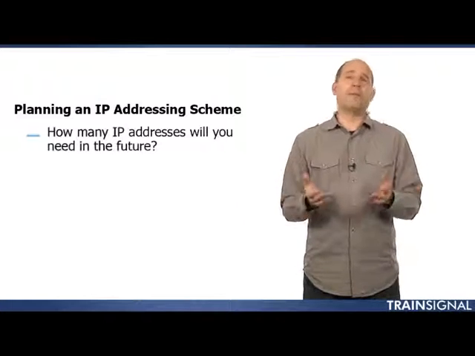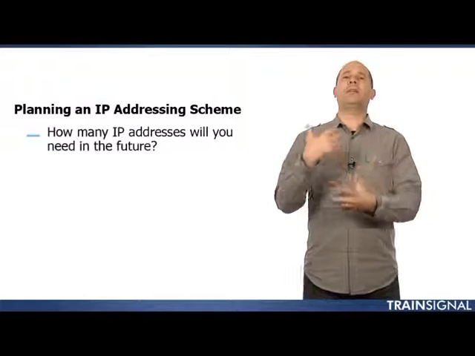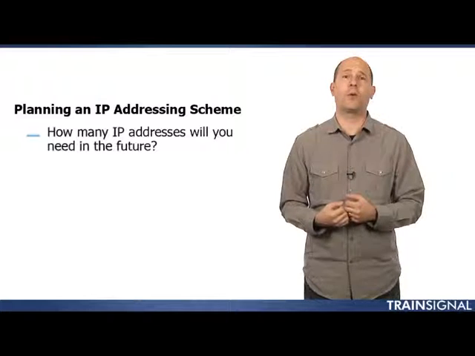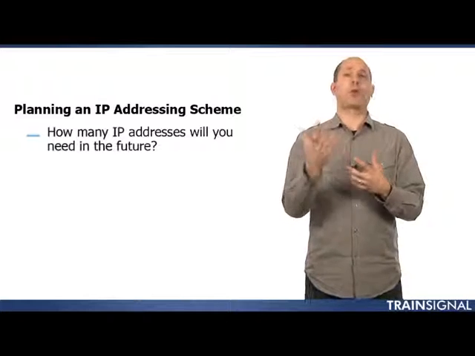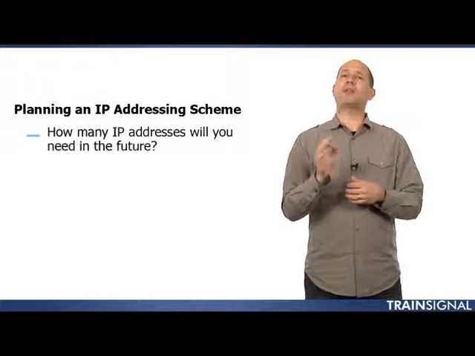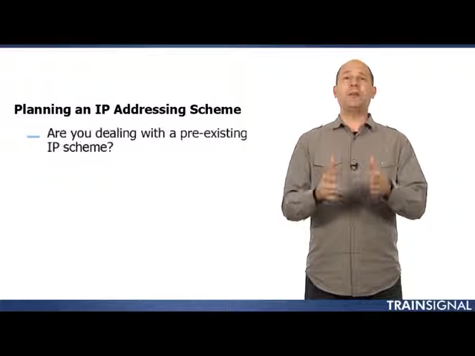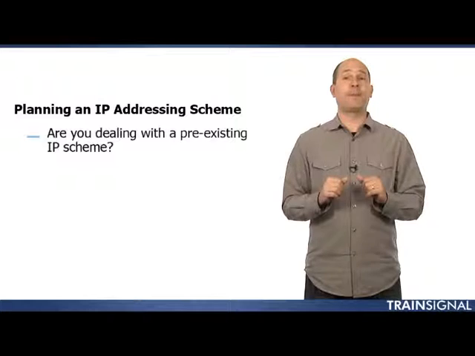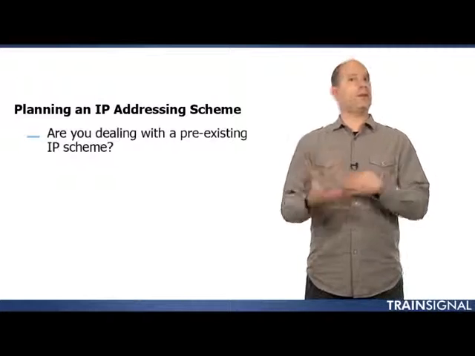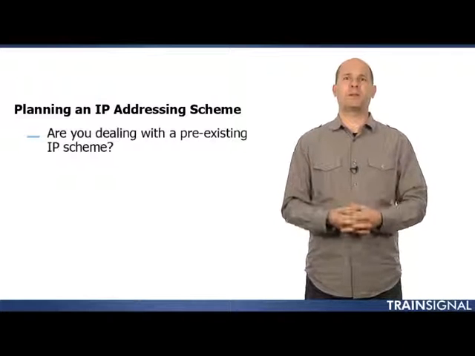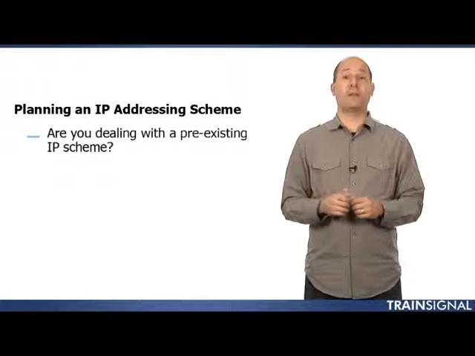Now, this is an unknown, right? I mean, nobody can truly predict the future, but you should be able to analyze the type of growth that the company is going through and what kind of future, or at least near future growth, the company is going to go through, and make sure you plan for that as well. And then here's a big one. Are you dealing with a pre-existing IP scheme? In other words, is there a current network in place and maybe you've just joined the company and you've been given this task of putting together an IP addressing scheme? Or do you have the luxury of creating something from the beginning?